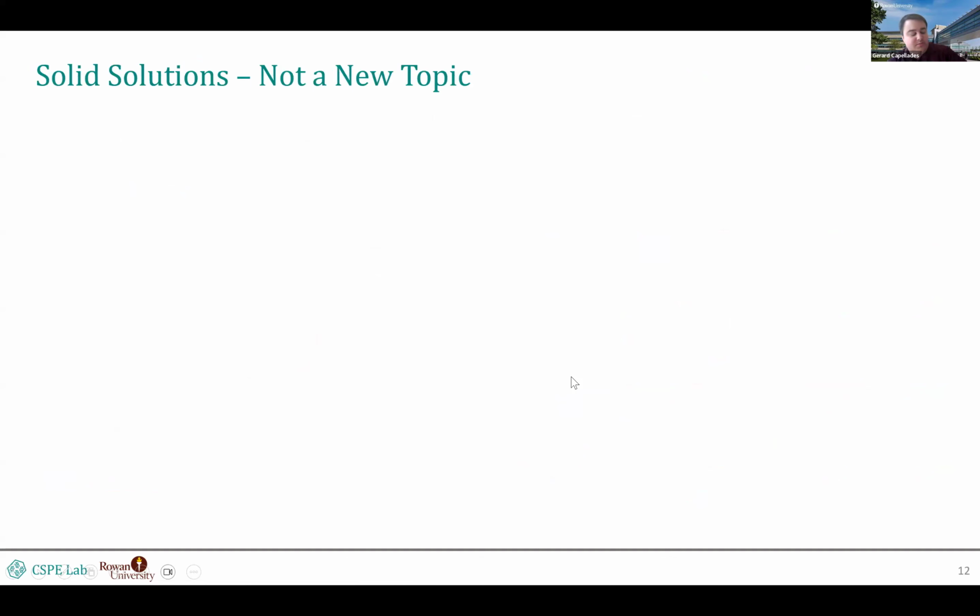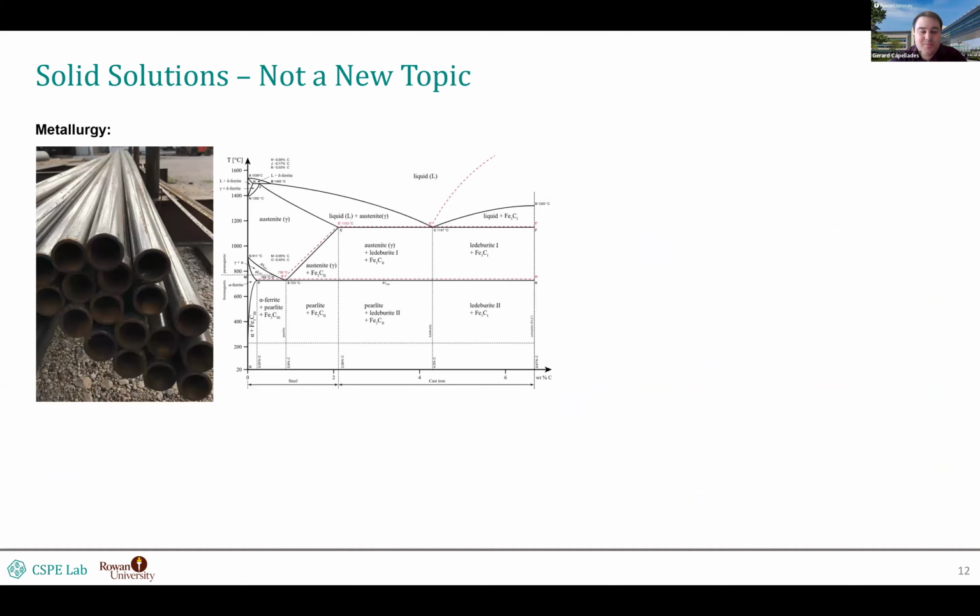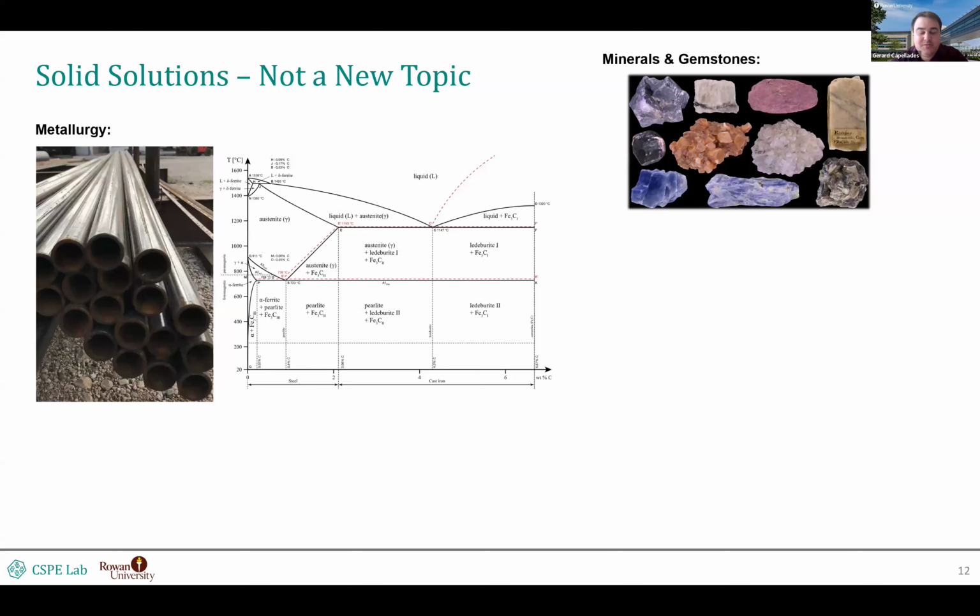Now, solid solutions was a bit surprising to see because it's not really a topic that you see a lot in crystallization literature for organic molecules, right? But they're actually not a new topic in society, in nature, right? So you look at metallurgy, right? And steel is basically a solid solution, right? Bronze is a solid solution. Those are things that we've been using for thousands of years, right?